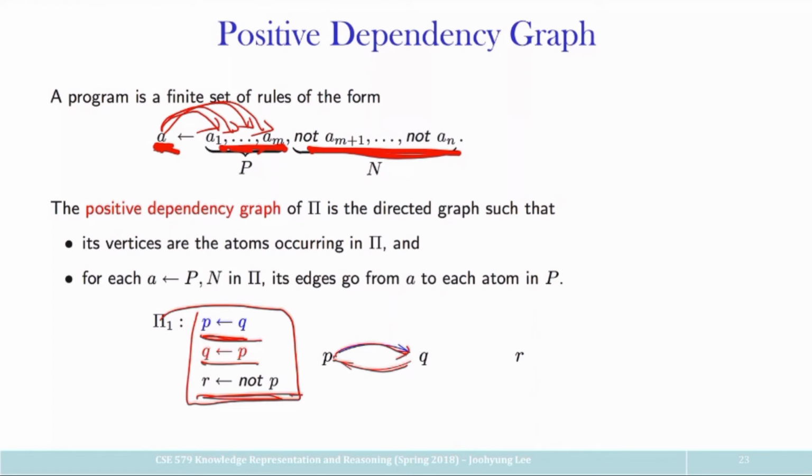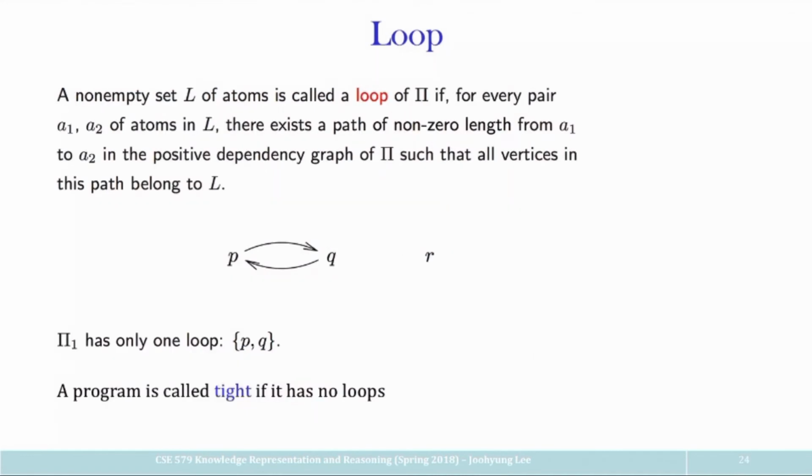Now once you have this, you will see that there is a loop that connects something. The formal definition of a loop is a path of non-zero length, but basically you can easily identify it from the graph. There is a loop here, P Q, and there's a self loop. So this program has cyclic dependency, so this is not a tight program. Programs that have no cyclic dependency, with no loops, are called tight programs.